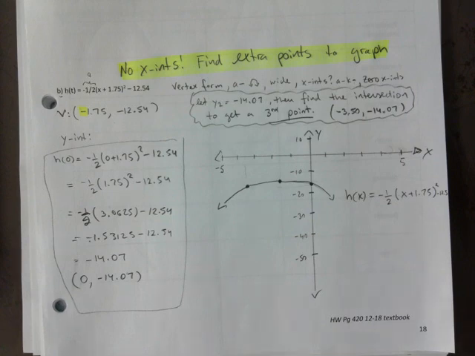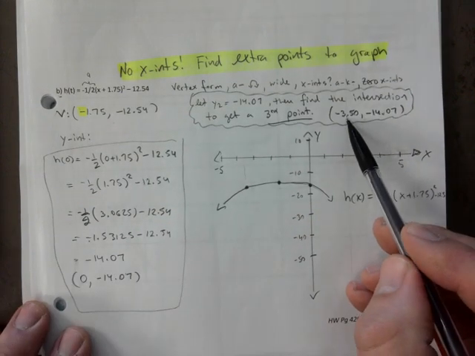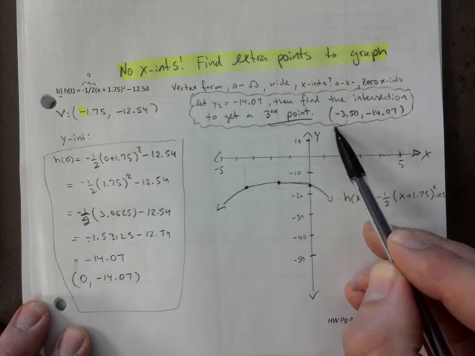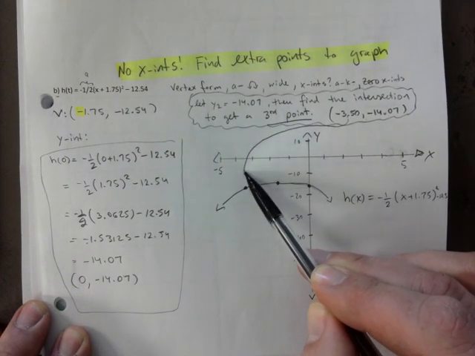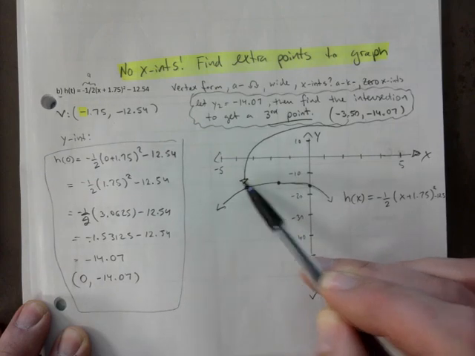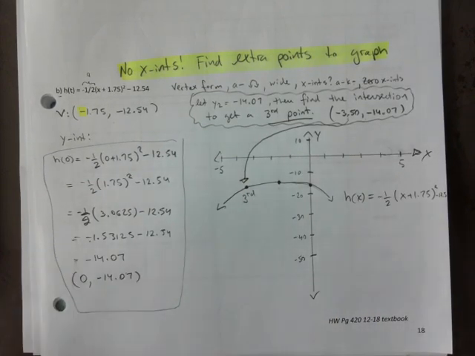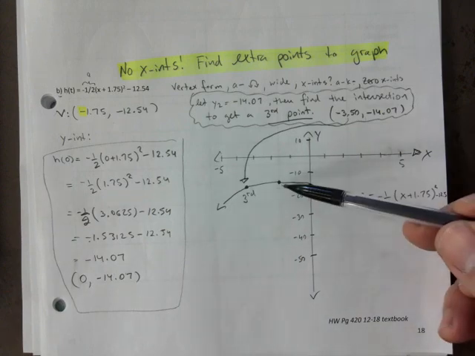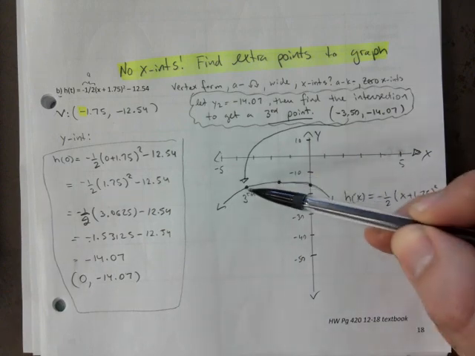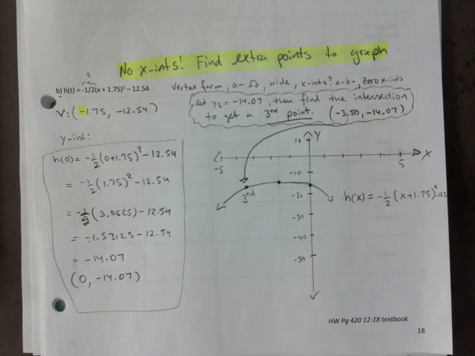And maybe I'll just use an arrow to point to this point that we found here, just to show you that this is the third point that we found. This is the vertex, this is the y-intercept, and we found that third point across from the y-intercept. That's it for this part.